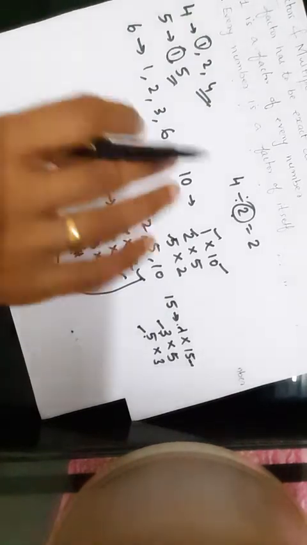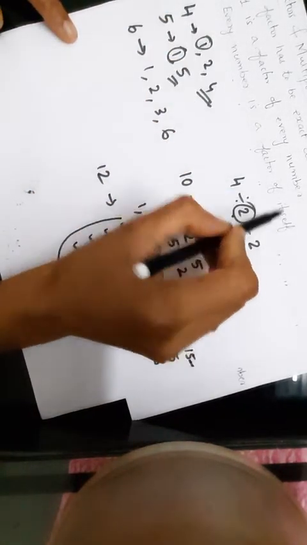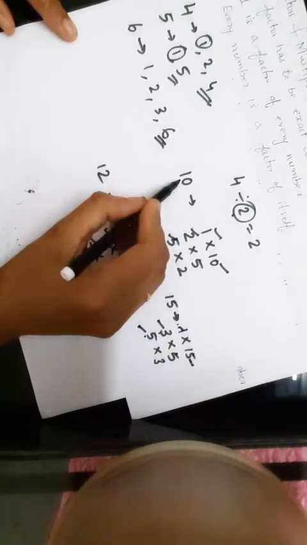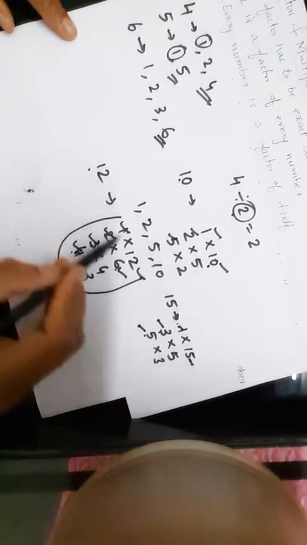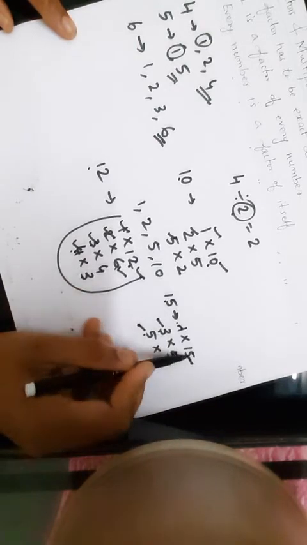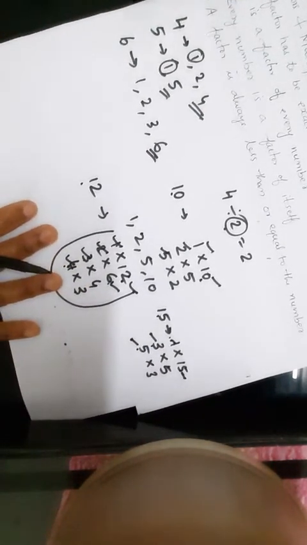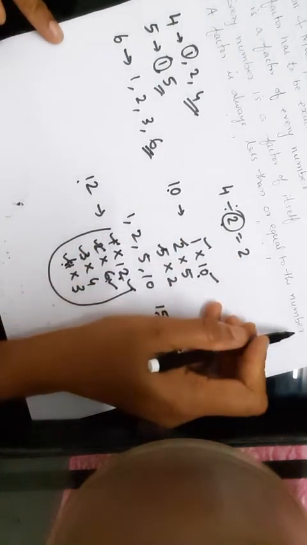Clear? Now, every number is a factor of itself. Every number is a factor of itself. Wherever we wrote 10, 10 is a factor, 12, 12 is a factor, 15, 15 is a factor. Every number. And next, a factor is always less than or equal to the number.